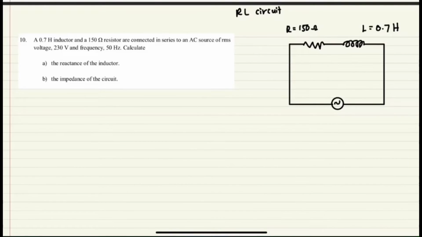Okay, dia kata AC source RMS voltage. So dia dah cakap itu adalah RMS voltage. So itu adalah VRMS. So kita label kat bawah lah. So VRMS sama dengan 230 volt. Frekuensi sama dengan 50 Hz.